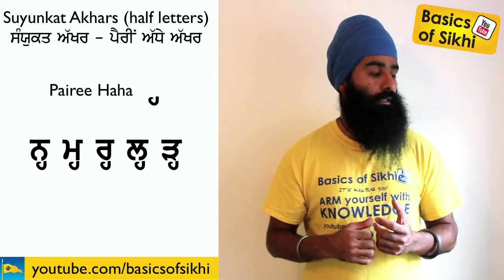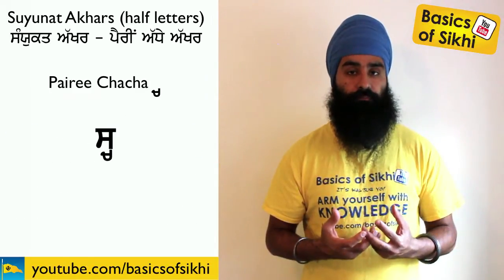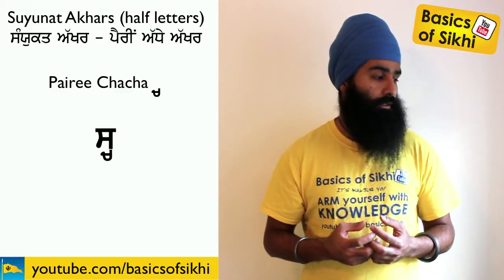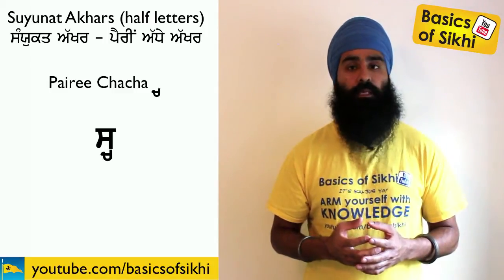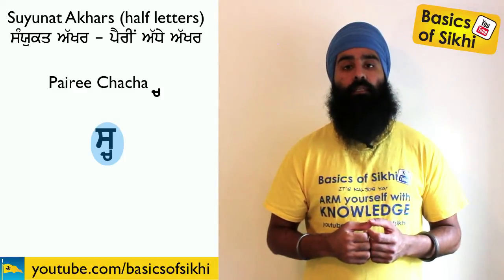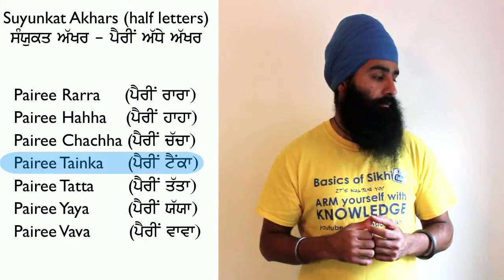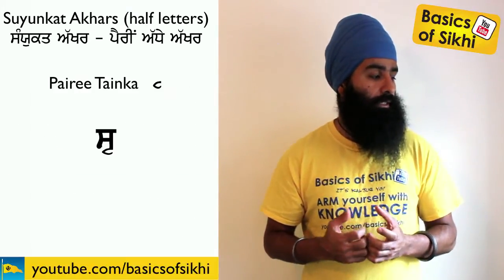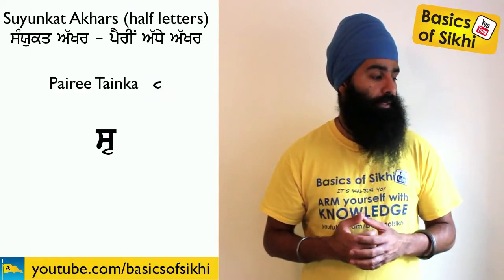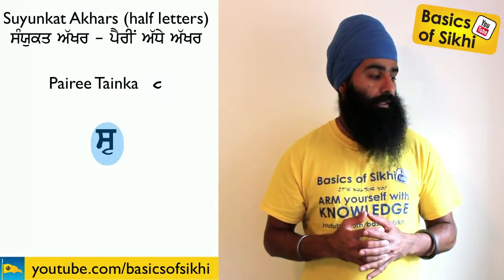You've got pairee chacha, and the only real example of this is sasa, scha, and it only comes up in Gurmukhi as that. That's why we only put that one. And with the tanka, again there's only one example of the pairee tanka, so again it's not very common, and that is st, and it's half a t.